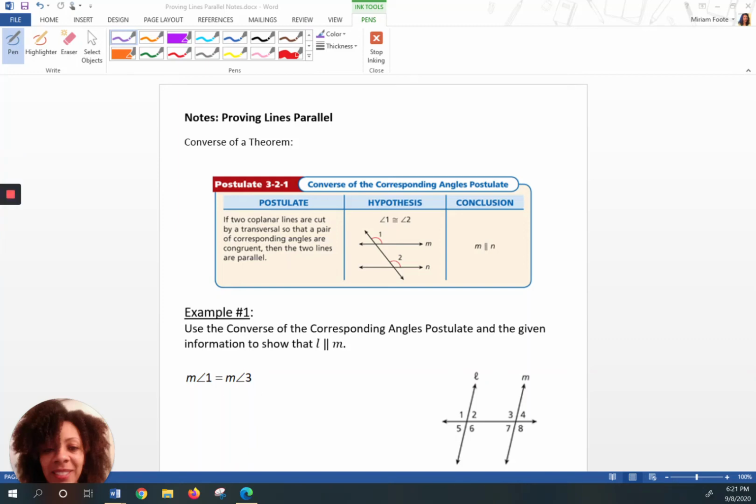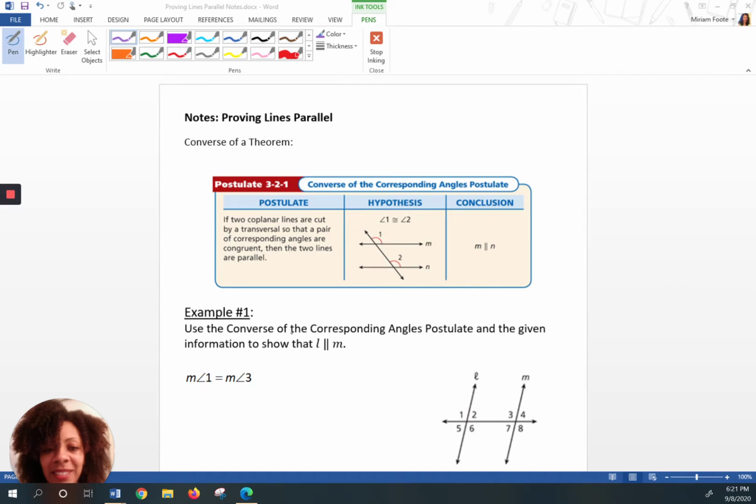Okay, so we've been talking about parallel lines. Now, we have to try to prove that lines are parallel. You can't just look at them and assume that they are. So we have postulates and theorems that are provided in your online textbook, and it lists the actual postulate or the theorem, how it works with your hypothesis, and then the final conclusion.